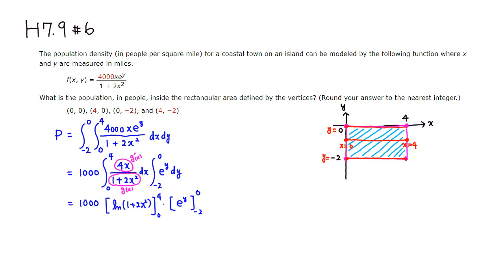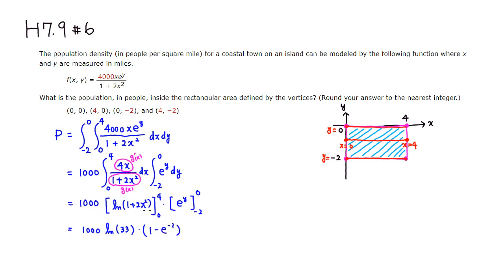Then we just have to clean it up. You have 1,000 in front. Plug in 4 here: 4 squared is 16, and 16 times 2 is 32, plus 1 is 33. So you have the natural log of 33, and then multiply by plugging in 0, which gives 1, minus plugging in -2, so e to the -2.